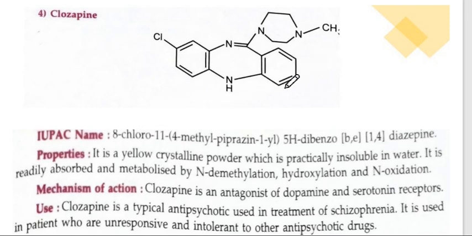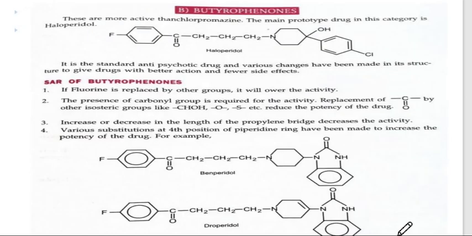It is a yellow crystalline powder and practically insoluble in water. It is metabolized by N-demethylation, hydroxylation, and oxidation. It is used as an atypical antipsychotic in the treatment of schizophrenia, and in patients who are unresponsive to or intolerant of other antipsychotic drugs. So all have a similar mechanism of action as well as use. Okay. Then we have butyrophenones. Now, what are these butyrophenones?